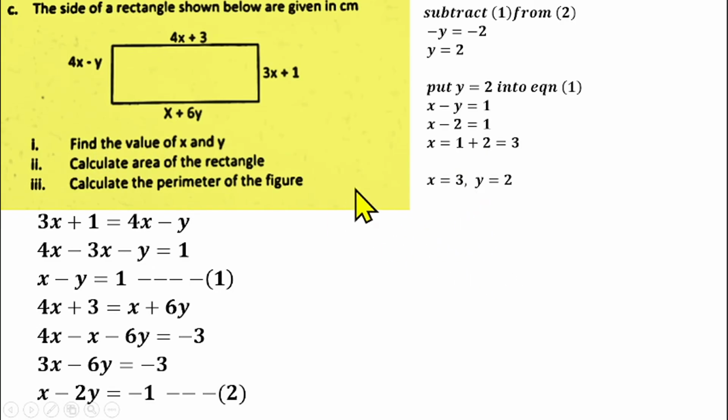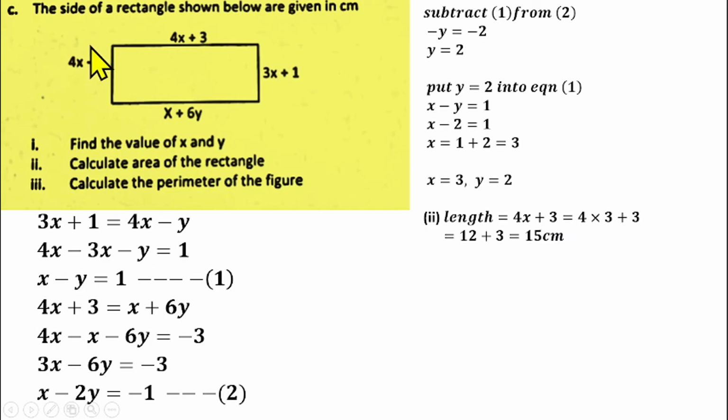So from there, because you should find the area of the rectangle, we need the length and the breadth of the rectangle. So we need to get the length. The length is either 4x plus 3 or x plus 6y. So all you need to do is to substitute the value of your x here. 4x plus 3, so our x is 3, so you have 4 times 3, plus 3. If you simplify that, that should give us 12 plus 3, and that will give us 15. So 15 centimeters for the length.